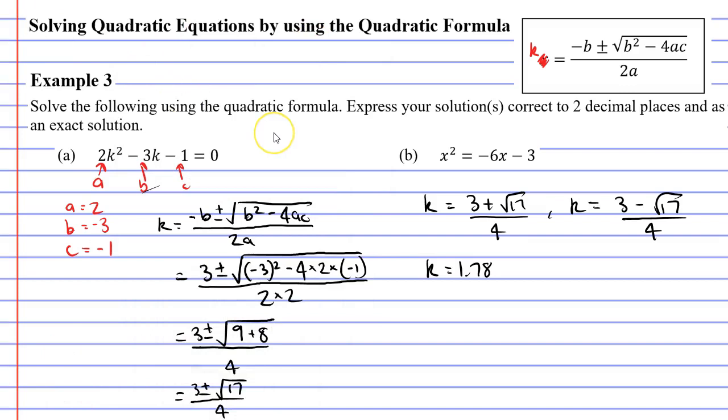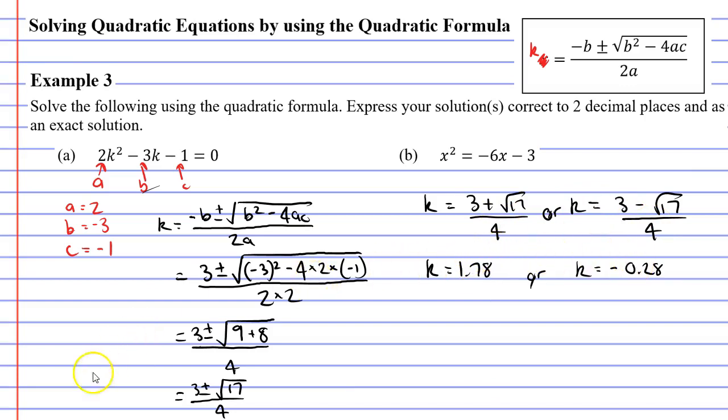So that's our second solution. K could also be negative 0.28. I've just noticed I probably should have written "or" here, because my solution is either 3 plus root 17 over 4, or it's 3 minus root 17 over 4. So I've got 2 solutions that are exact solutions, and I have another 2 solutions that have been rounded to 2 decimal places.